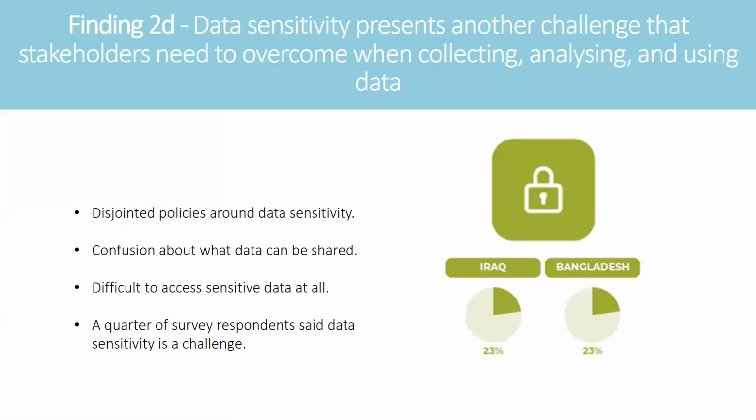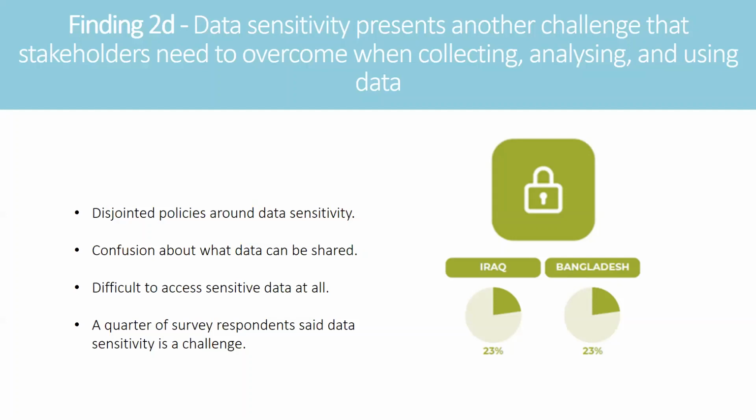Finding 2D is around data sensitivity. Data sensitivity presents another challenge that stakeholders need to overcome when collecting, analysing and using data. Again, on the ground, we found that disjointed rules and policies around data sensitivity, such as a lack of frameworks and guidelines, are leading to confusion and conflicting ideas about what data can be shared and in what format. While many organisations do have their own internal guidance on sensitive data, both responses lacked a common guide on how to handle and share sensitive data within and across the response.